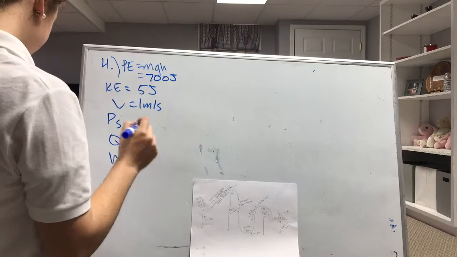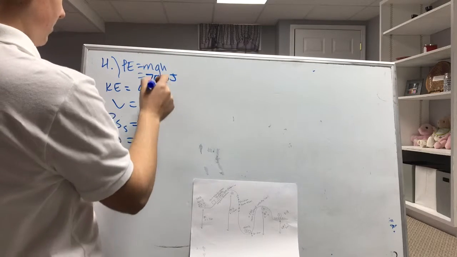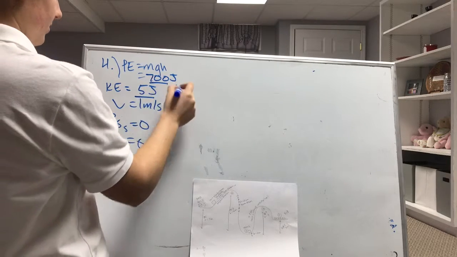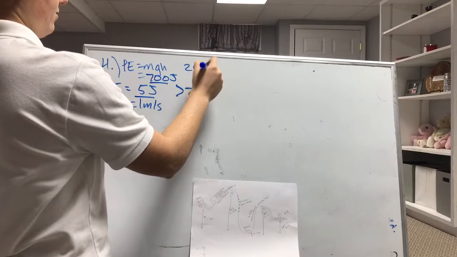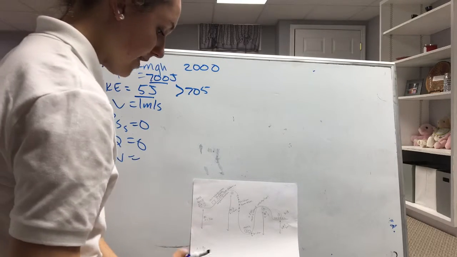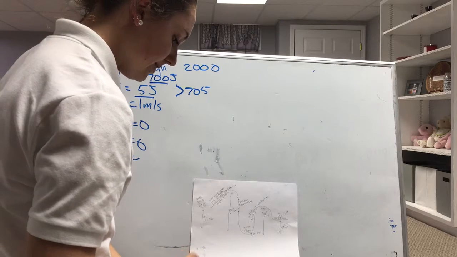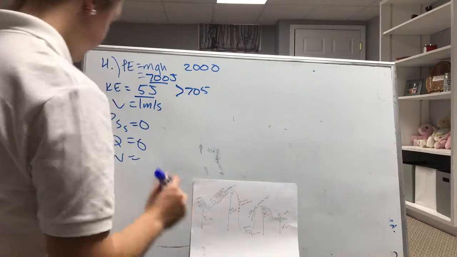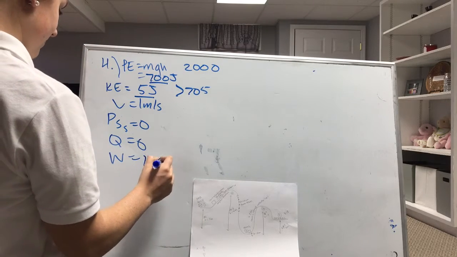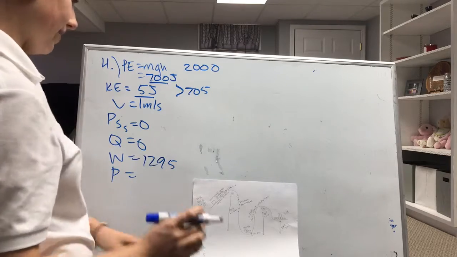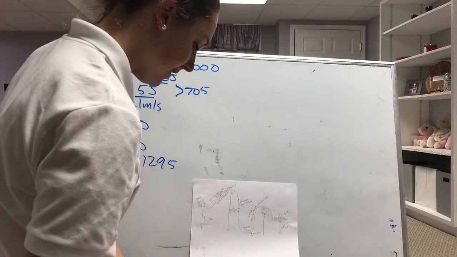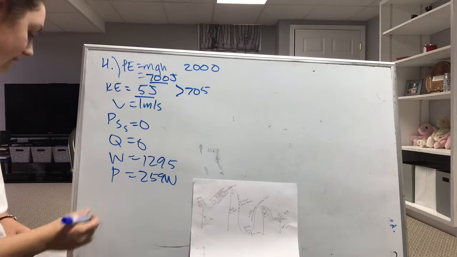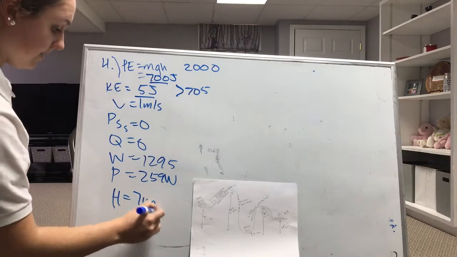Our work is going to be the difference, which is 700 joules here and the 5 joules here, so 705, from the 2,000 we had in the past problem, so 2,000 minus 705, 1,295. Power, work divided by time. We were given a time of 5 seconds. That will give us 259 watts. And the height, we said, is equal to 7 meters.